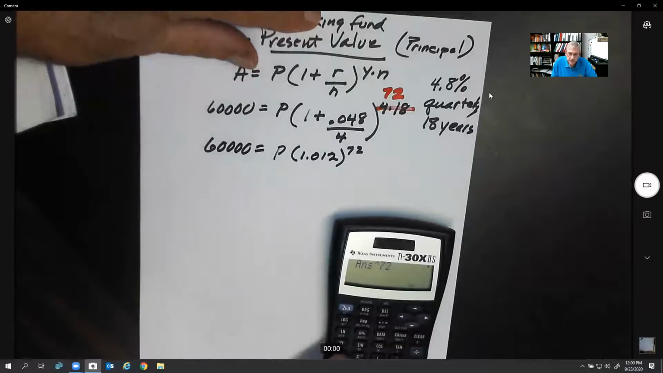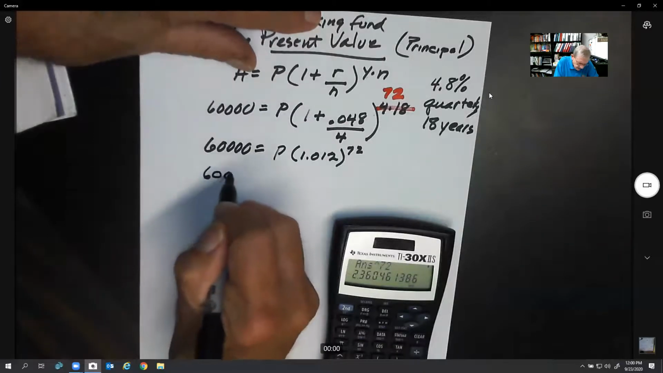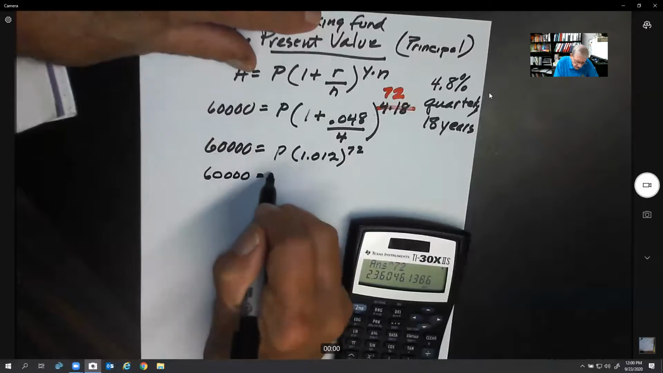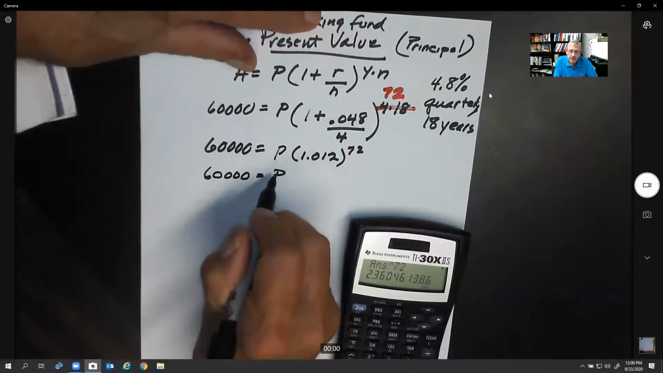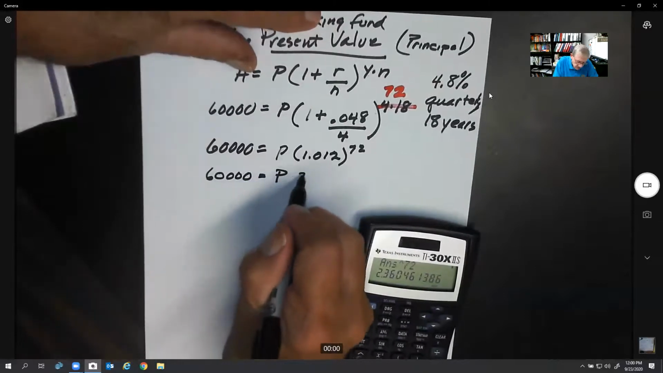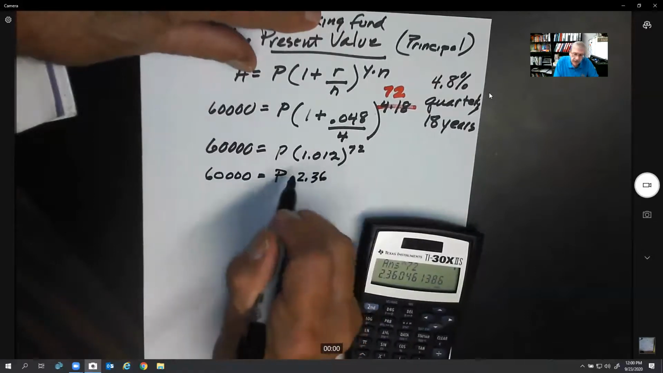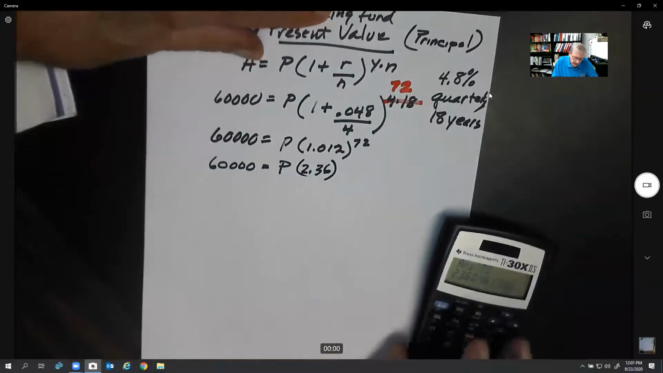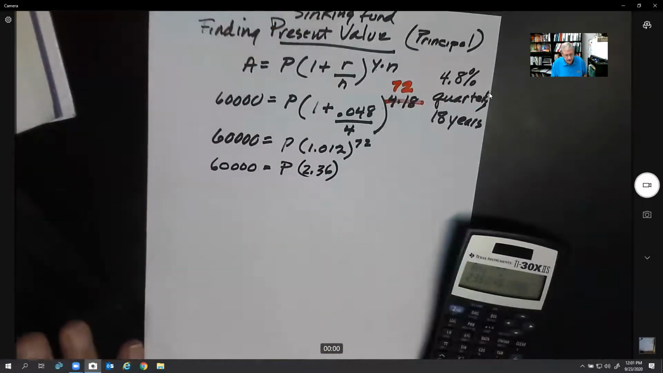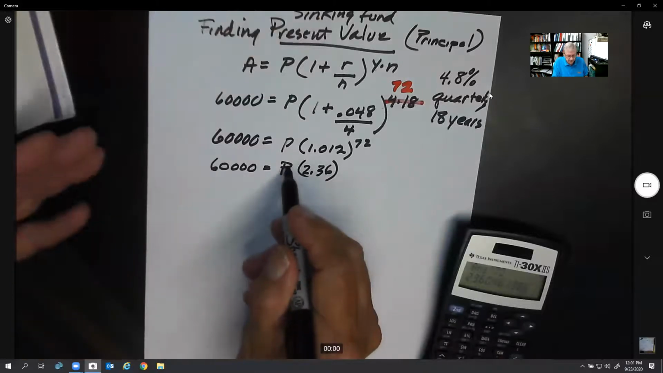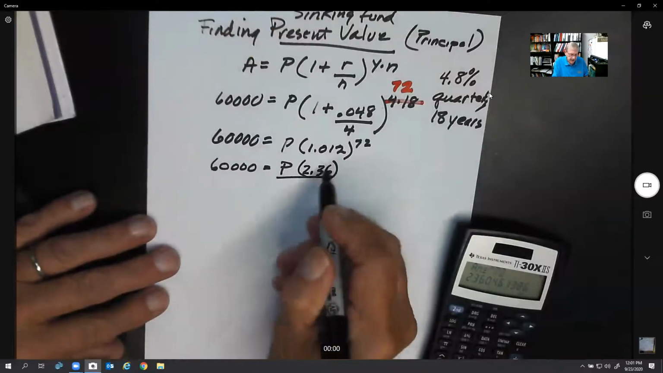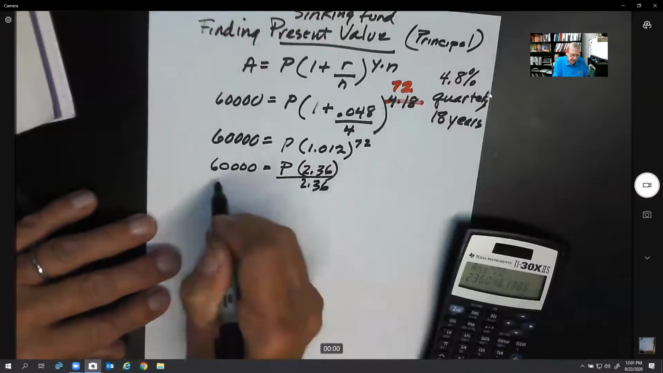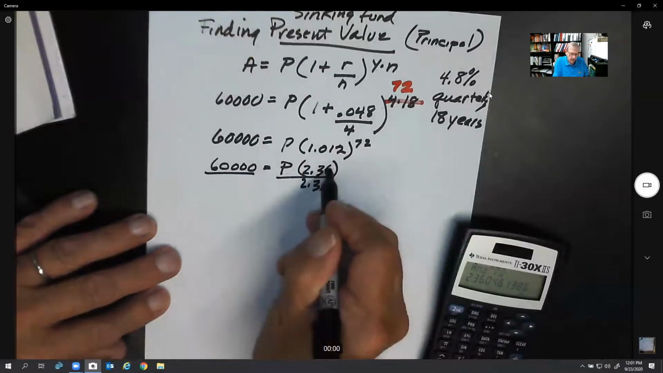See, hit that little up arrow. 2.316. So let's write that down. And of course, the more numbers you write down, the more accurate this is going to be. We're just going to use 2.36. But if you went all the way out, it'd probably be a little bit more accurate. Now, what are we going to do to find P? P is the variable. To get it by itself, we're going to divide both sides by the number with P.